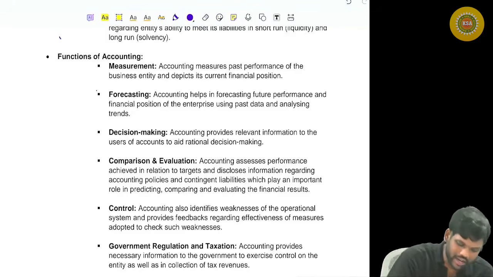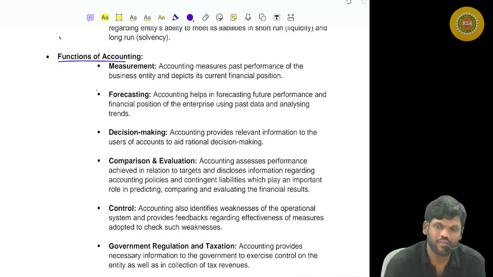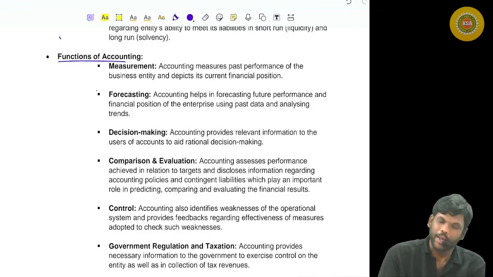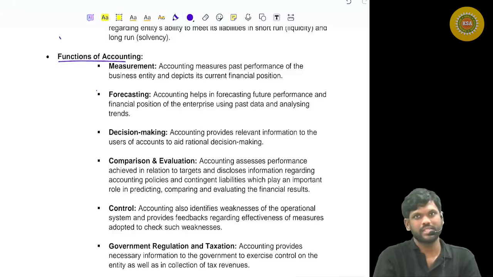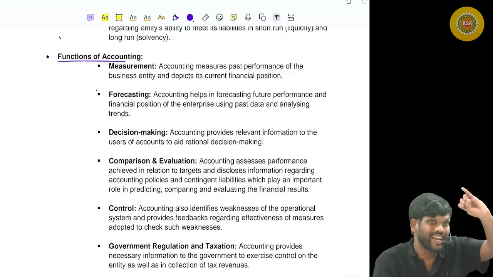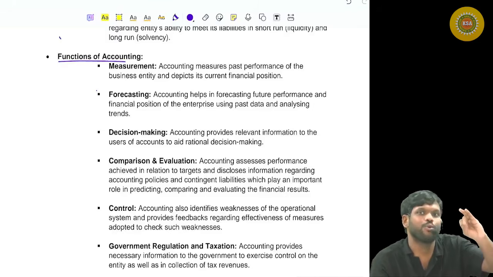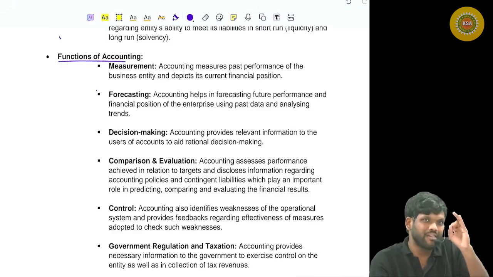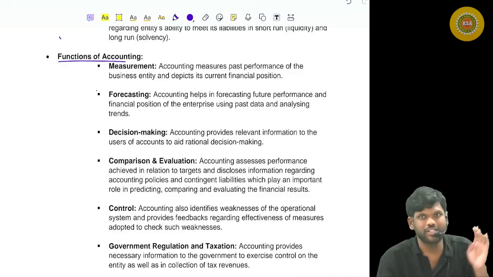Then there is something called functions of accounting. Functions of accounting means because of accounting what all we can do. See guys, first we started with the accounting definition. Then we saw what are all the steps involved in accounting. Then we saw what are the objectives, or why this subject exists. Now there is something called functions of accounting.